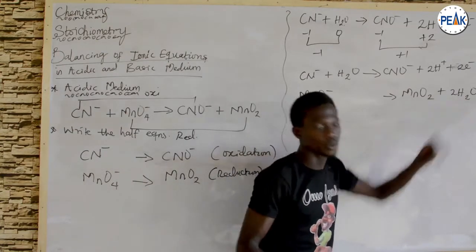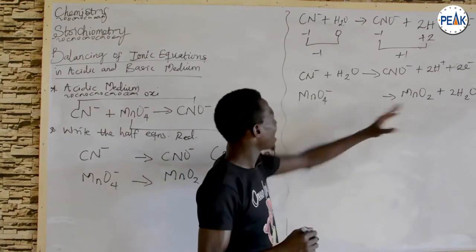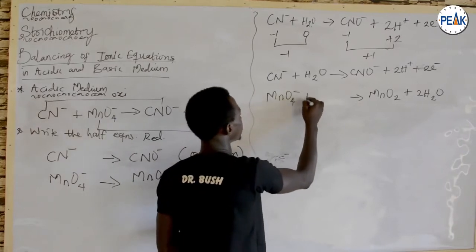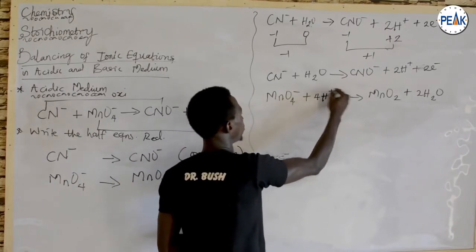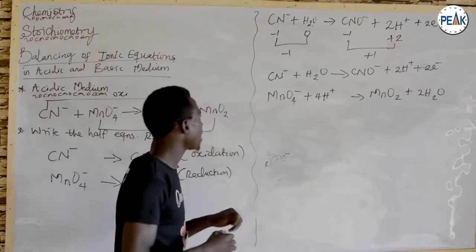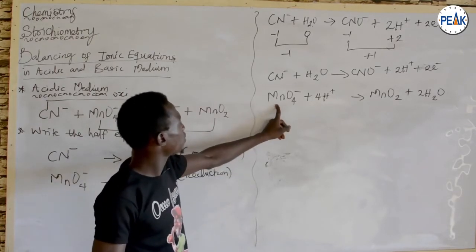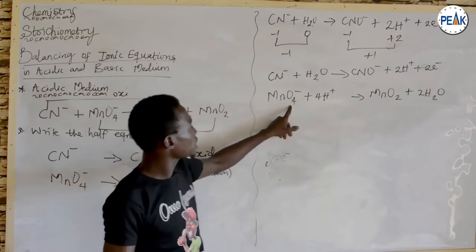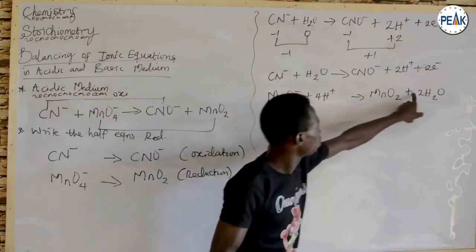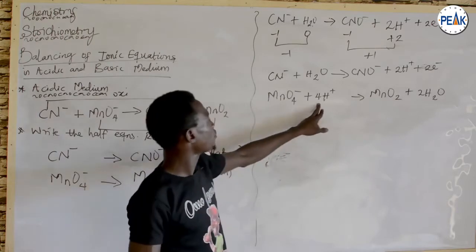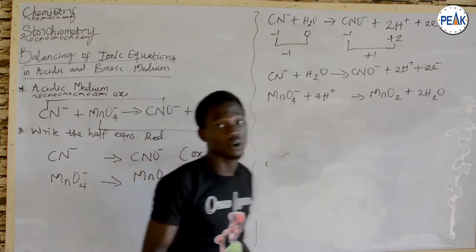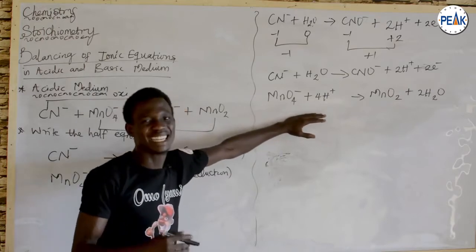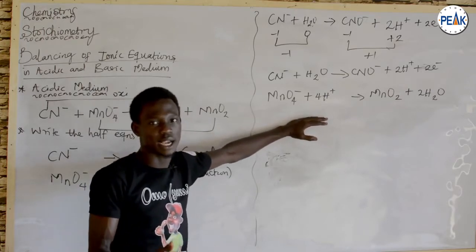Now, I have 4 hydrogen here, which means I'm going to balance the hydrogen with hydrogen ion on this side with the lesser amount of hydrogen. That's plus 4H+. With this, I have 1 manganese, 1 manganese, 4 oxygen, 2 plus 2, 4 oxygen. I have 4 hydrogen, and I also have 4 hydrogen. Which means atomically, this equation is balanced. Then the next thing is to balance ionically.